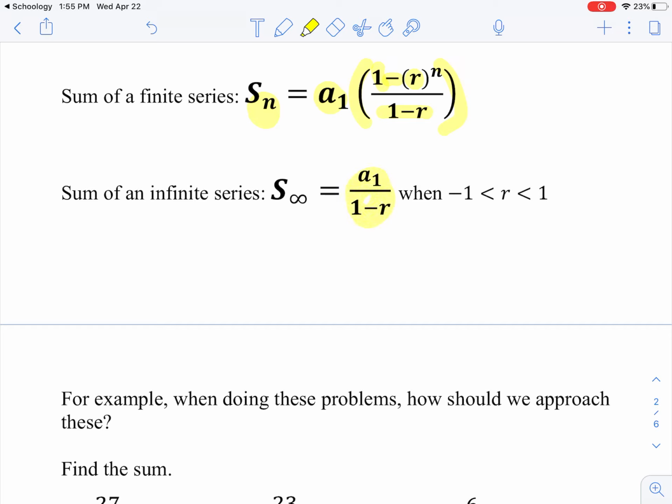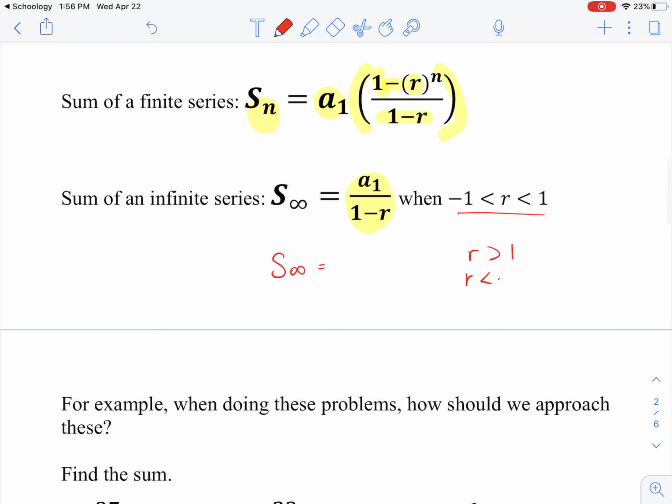You're going to use a sub 1 divided by 1 minus r. Now you're only using that formula if r is in between negative 1 and 1. So if r is greater than 1, or r is less than negative 1, then the sum has to be either positive infinity or negative infinity. If it's less than negative 1, then it's negative infinity. If it's more than positive 1, then it's positive infinity. But this is only for an infinite series.